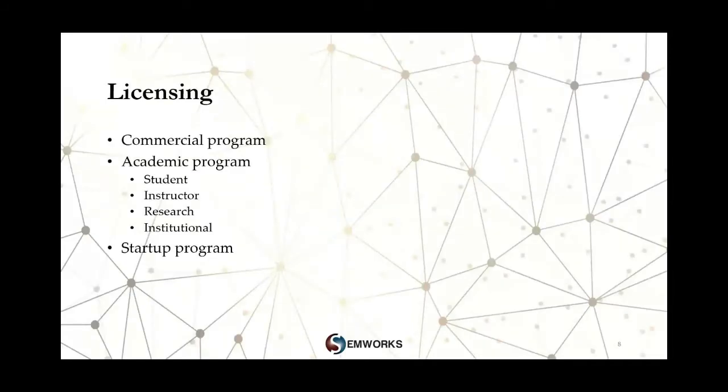Let's take a look at the licensing structure offered by EMWorks. We offer three different programs: commercial, academic, and startup. Each program has its own benefits and requirements. Within the commercial program, we offer perpetual licenses, while in the other two programs, academic and startup, our licensing structure is usually annual based.